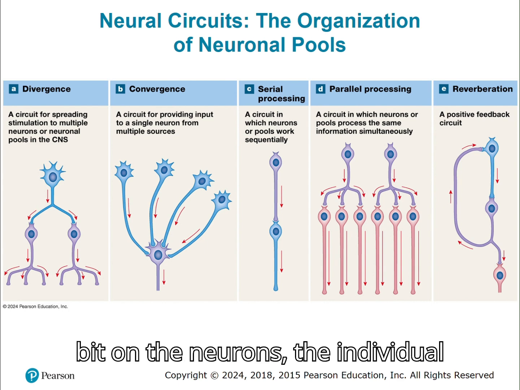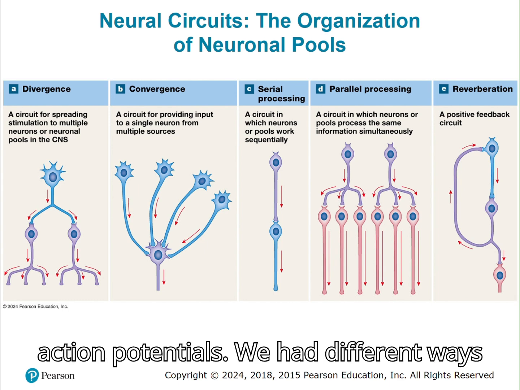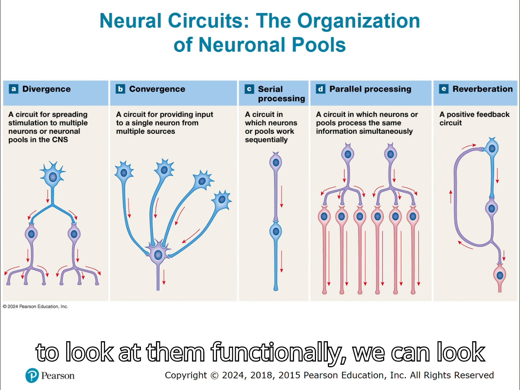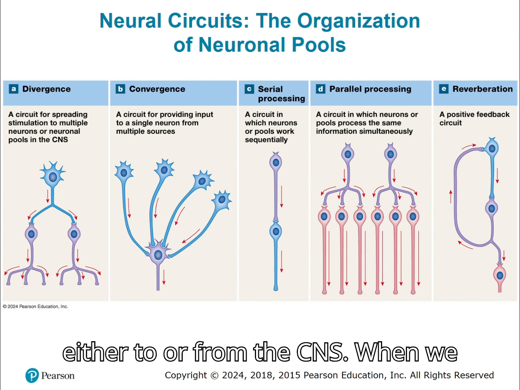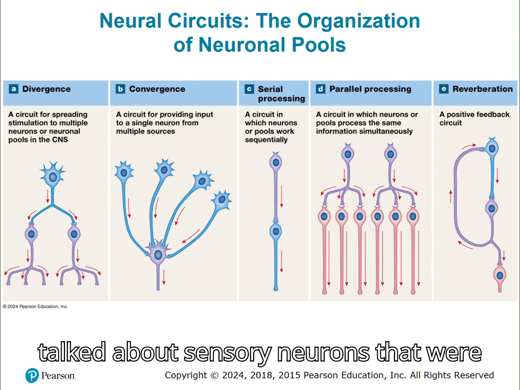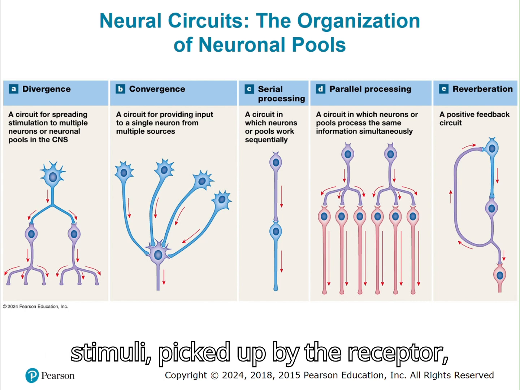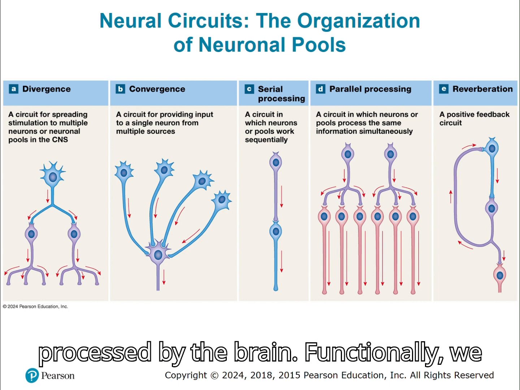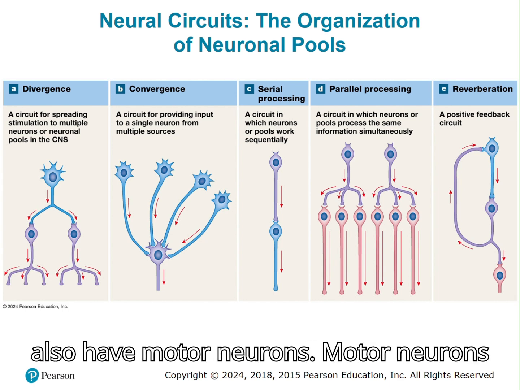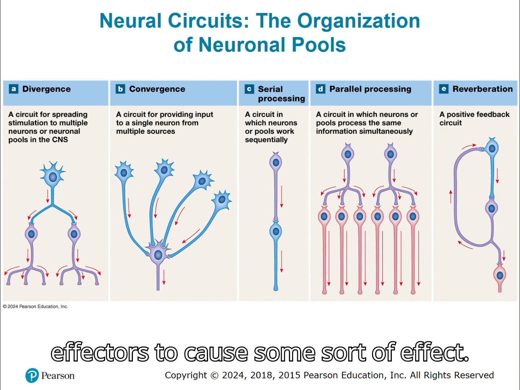But let's focus a little bit on the neurons, the individual functional unit that's going to be sending information and sending your action potentials. We had different ways of organizing our neurons. If we're going to look at them functionally, we can look at how they're bringing information either to or from the CNS. When we talked about sensory neurons, they were coming in to the CNS, bringing information from some sort of outside stimuli, picked up by the receptor, brought to the spinal cord, and then processed by the brain. Functionally, we also have motor neurons. Motor neurons are sending commands from that CNS out to effectors to cause some sort of effect.